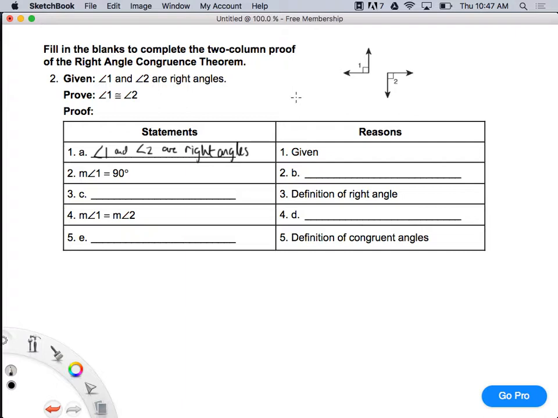Then it says the measure of angle 1 is 90 degrees. How do I know? What's the reason? It's not given. It's the definition of a right angle. If I tell you I've got a right angle, what's the degree measurement of that angle? 90. Why? Because that's the definition of a right angle.